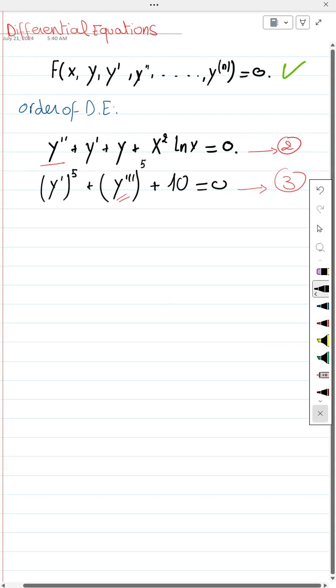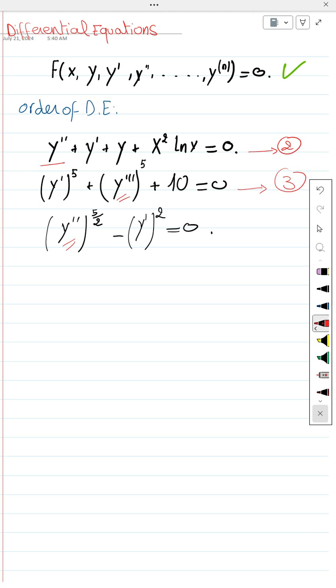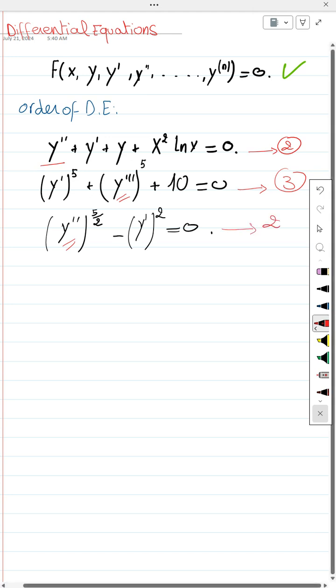Let's see another example. We have y second prime to the power of 5 over 2 minus y prime to the power of 2 is equal to 0. In this example, as you can see here, we have the second derivative raised to the power of 5 over 2, and here we have the first derivative raised to the power of 2. The highest derivative is the second, so the order right here is 2.